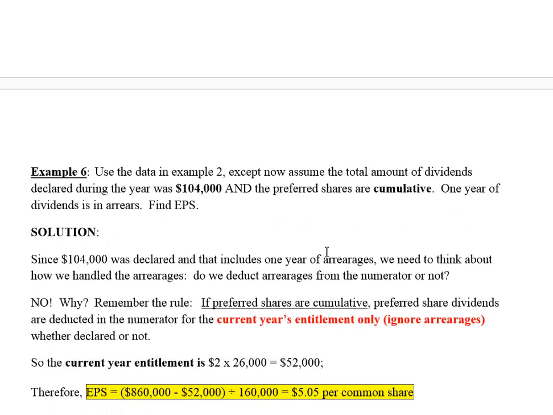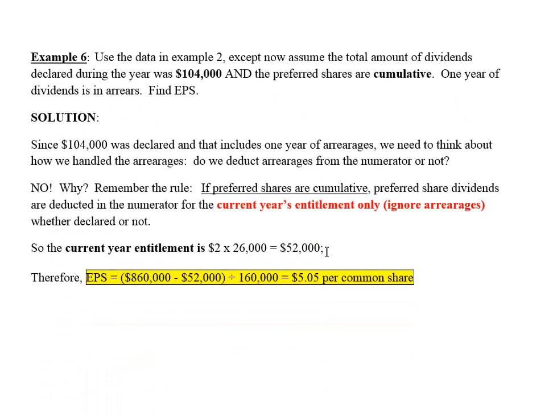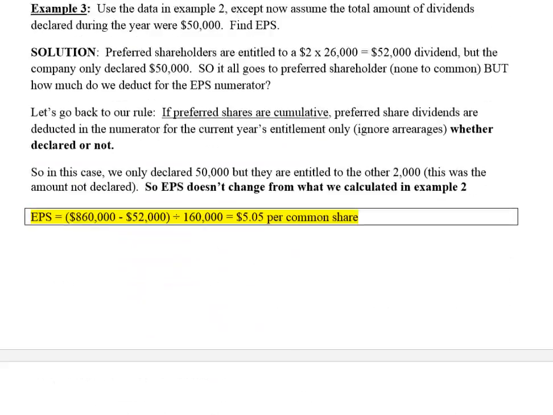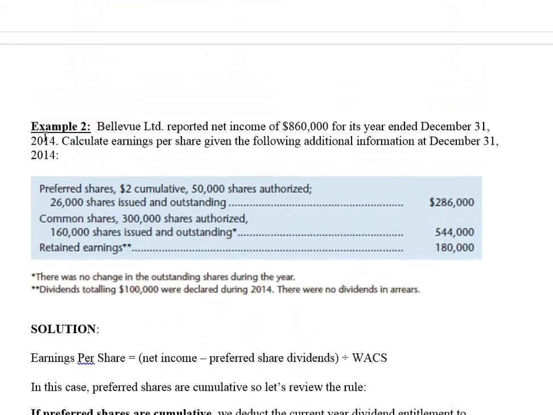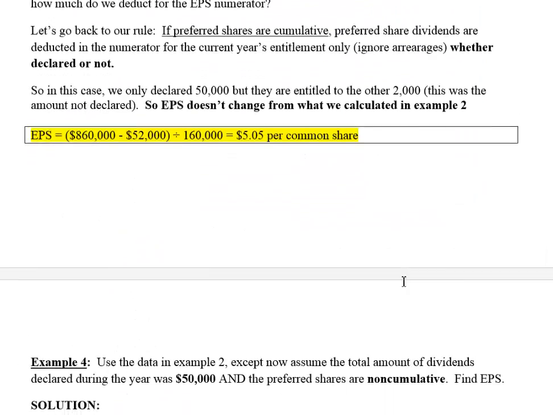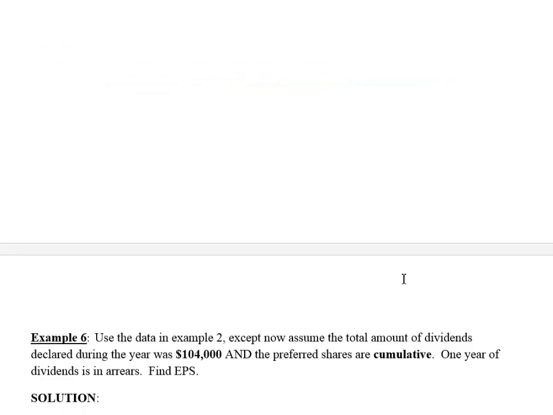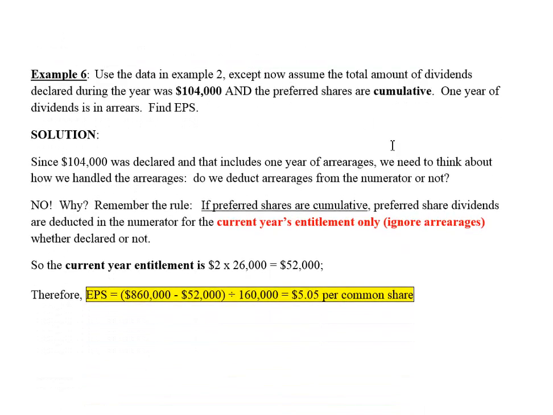Let's look at a final example. Let's assume, again using the same data as in example 2, which, just to refresh your memory, is up here. Let's say that in this final example, the company declares $104,000 in dividends. The preferred shares are cumulative, and this payment includes 1 year of dividends in arrears. Find the EPS.